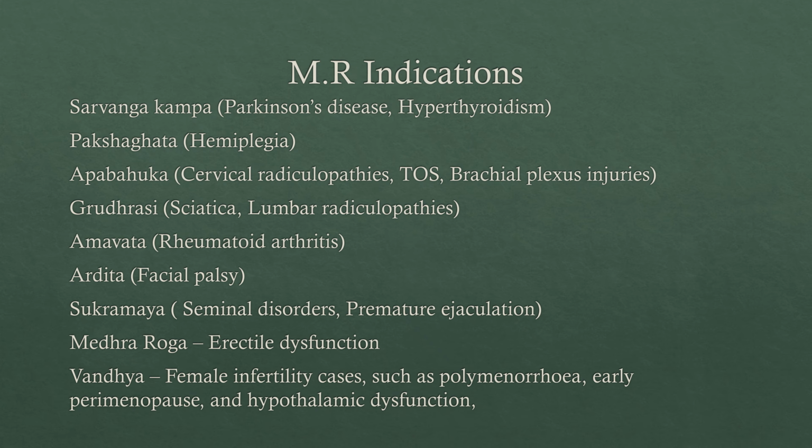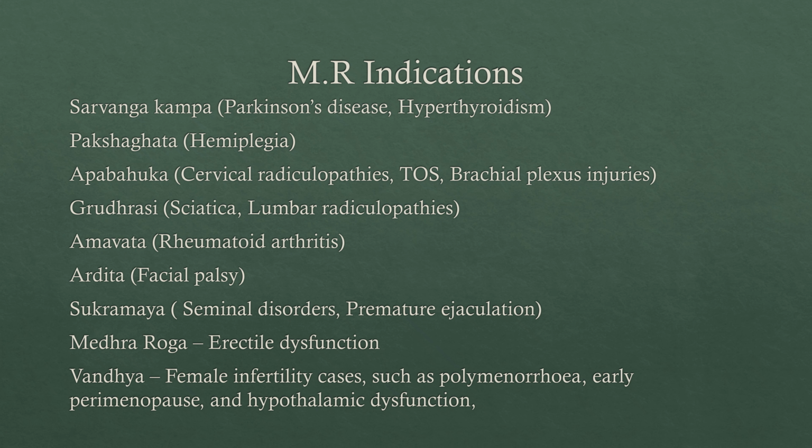Shukramaya includes seminal disorders, premature ejaculation, etc., which are due to the prakopa, the aggravation of Vata in Shukra. We know that aggravation of Vata in Shukra can be manifested in different ways. Either Shukra Kshaya will be there or Shukra Sanga will be there due to obstruction, or early ejaculation will be there as a Shukramaya. And Klaibya, erectile dysfunction, can also be due to Vata pathology.